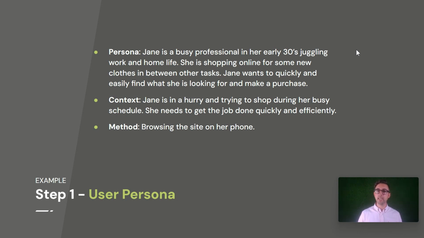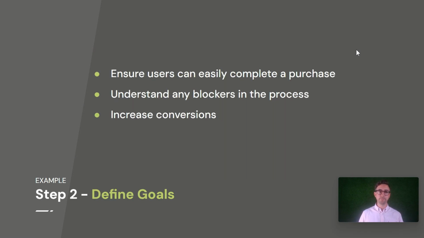The context here is that Jane is in a hurry. She's trying to shop during a busy schedule, and she needs to get the job done quickly and efficiently. And her method is she's browsing the website on her phone. So again, it's really important to think about the different devices people are using and the different kind of methods that they're interacting with your website as well.